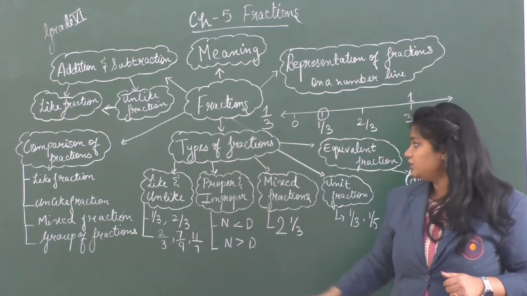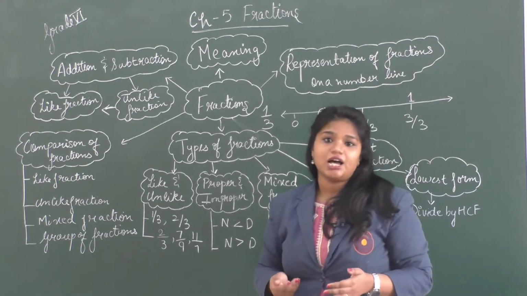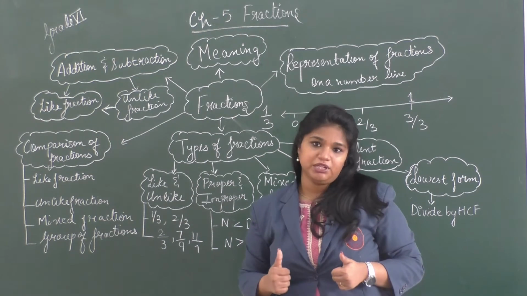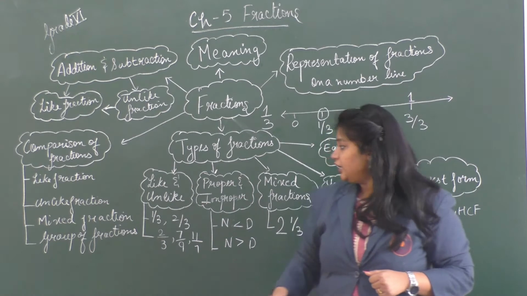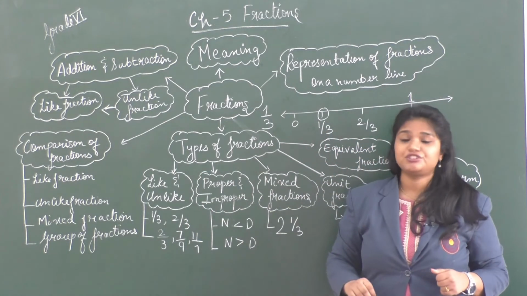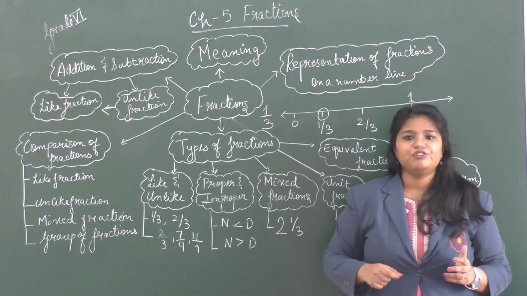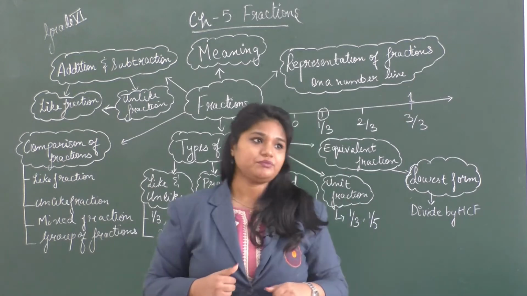Next we learned about proper and improper fractions. Proper fractions are the fractions whose numerator is less than the denominator. For example, 2 by 3, 5 by 9. Improper fractions are the fractions whose numerator is greater than the denominator. For example, 11 by 9, 7 by 5.